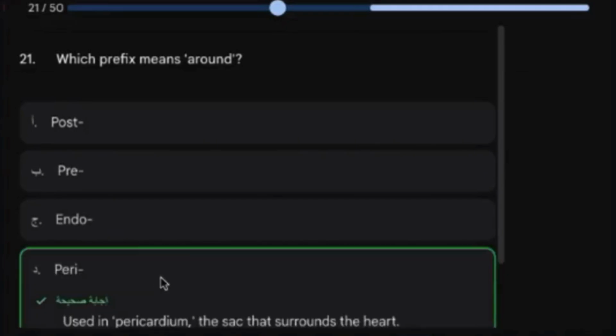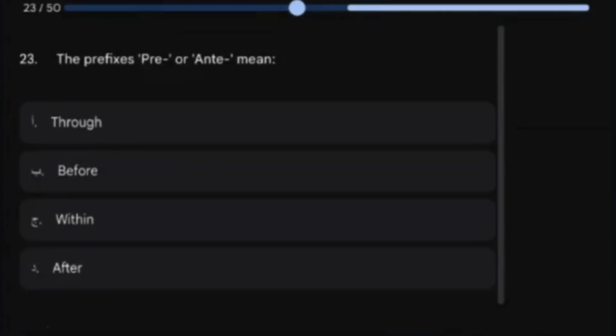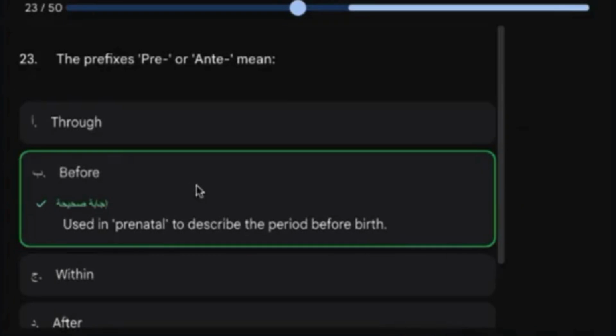Peri, like pericardium, around the heart. What does the prefix post mean, like post-operative, for example? Does it mean during, after, before, or below? Yes, it means after or behind. The prefix pre or ante means through or before, within, or after. It means before, like antepartum, for example, or prenatal, before birth.